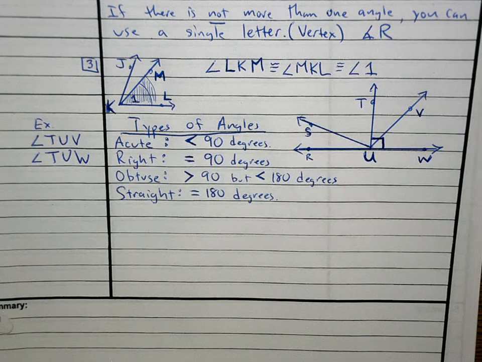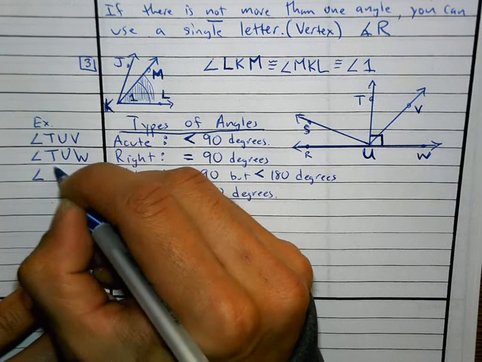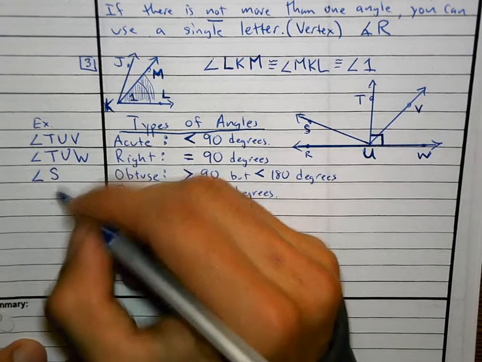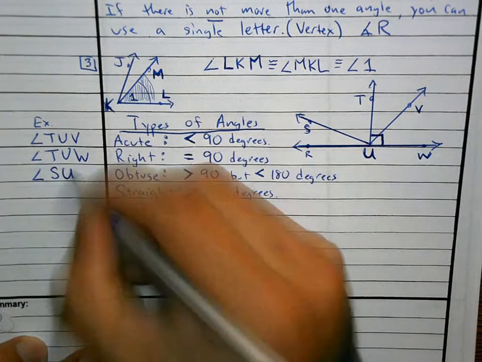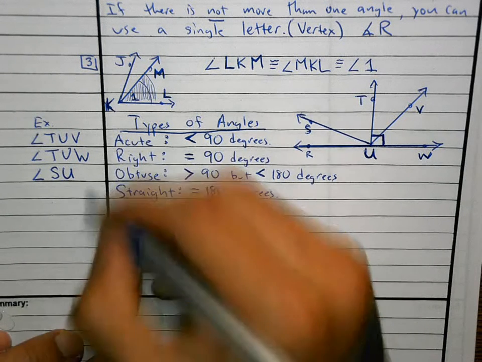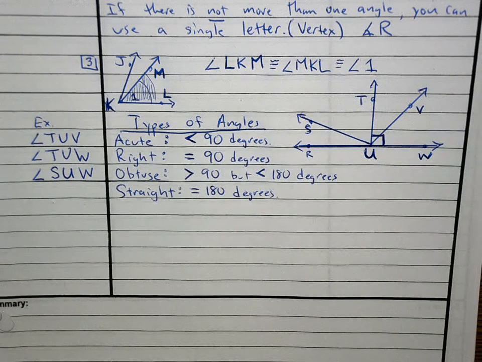Okay, I need an obtuse angle. Greater than 90, but less than 180. And I want you to start with the letter S. What's the next letter? Say it. And the last letter. You could say V, you could say W. Both look greater than 90 degrees. I'm going to put W is fine. You could use both examples if you would like.